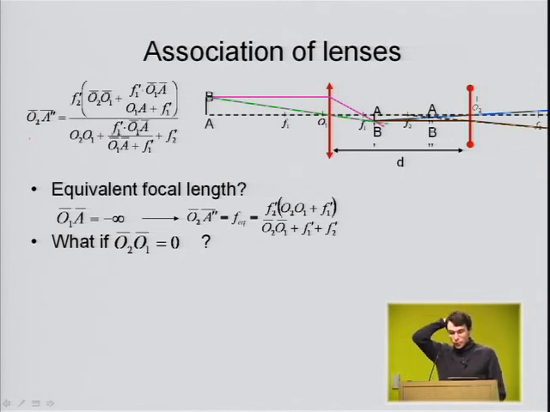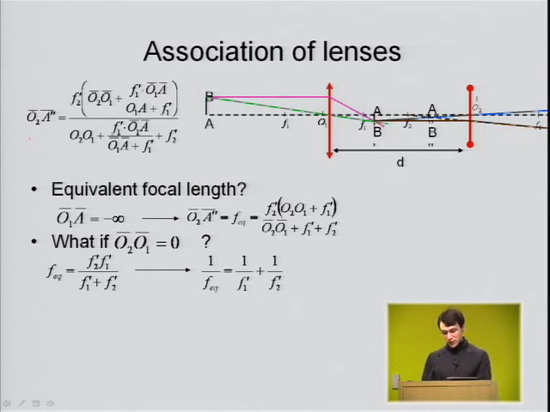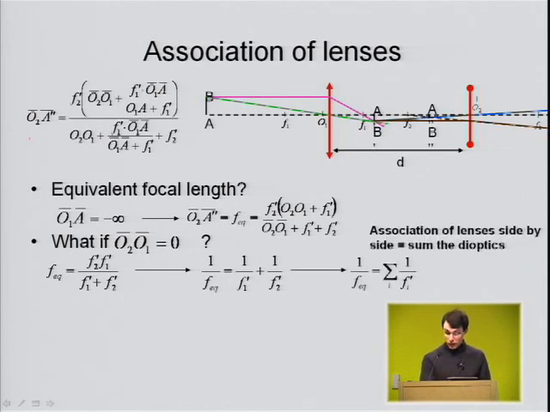So I remind you that we're using very, very thin lenses. So we just put these two lenses very, very close together. We nearly merged them. Well, it turns out that 1 over the focal length, which is called the vergence, so the equivalent vergence of the system, is equal to the sum of the vergences. And you can generalize this. The only restriction is that, again, we're using very, very thin lenses.